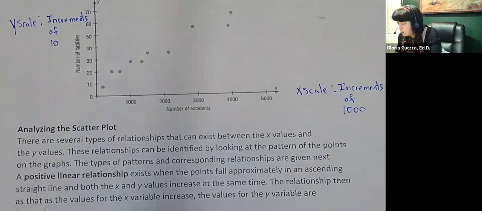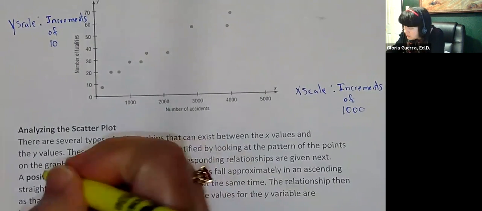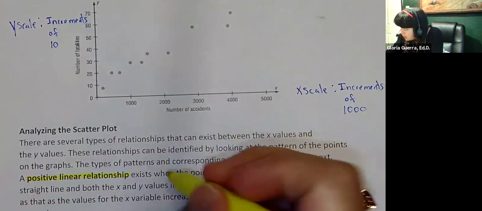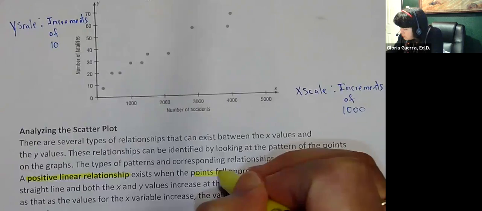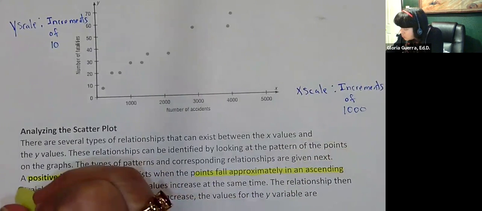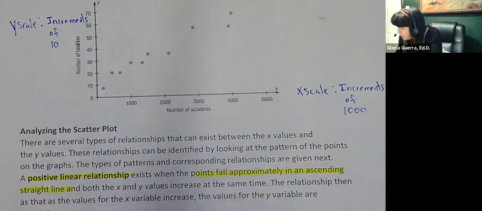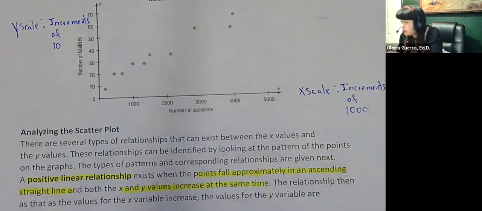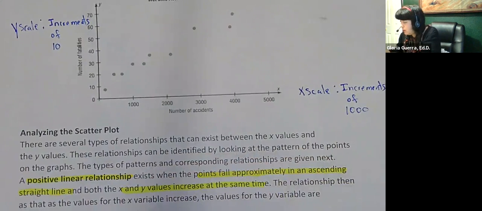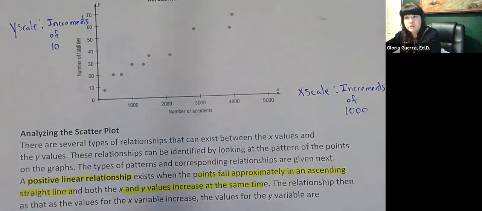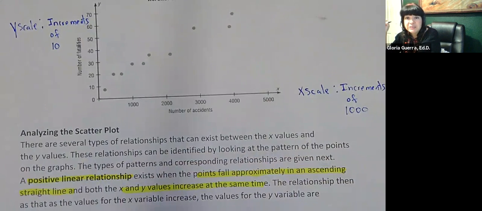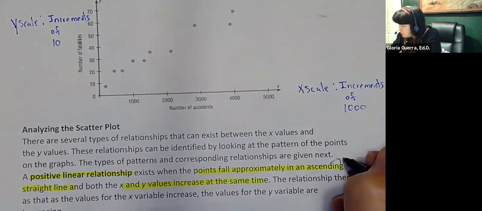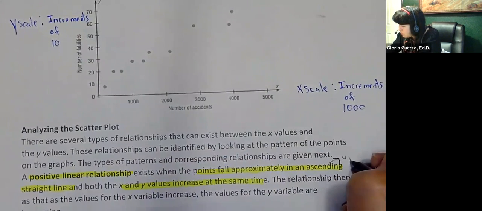One option that could exist would be a positive linear relationship. This exists when the points fall approximately in an ascending straight line and both the x and y values increase at the same time. Ascending means that it's going up, like going upstairs, as opposed to descending. You're going in an upward motion.